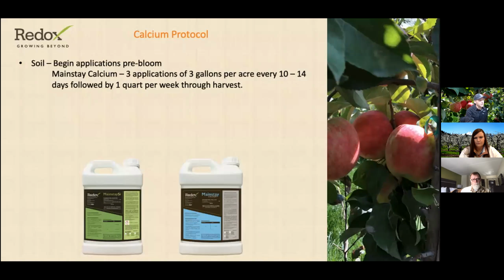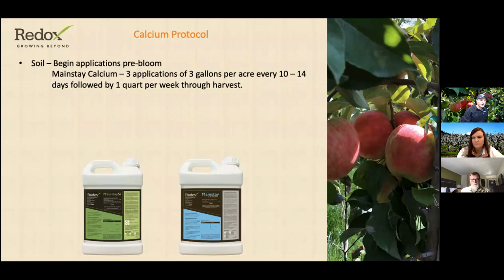The calcium protocol that we've been using: begin applications pre-bloom, Mainstay Calcium, 3 applications of 3 gallons per acre every 10 to 14 days, followed by 1 quart per week through harvest. This would be specifically for an area where you're having an issue, and most of us have an issue growing Honeycrisp. So we have that in mind when we're talking about this.